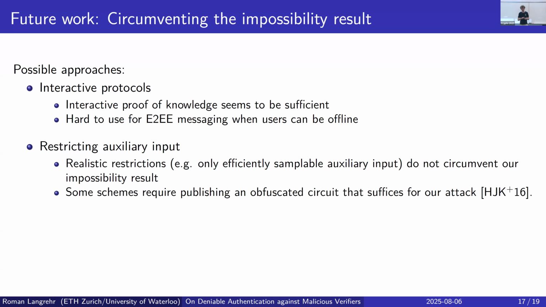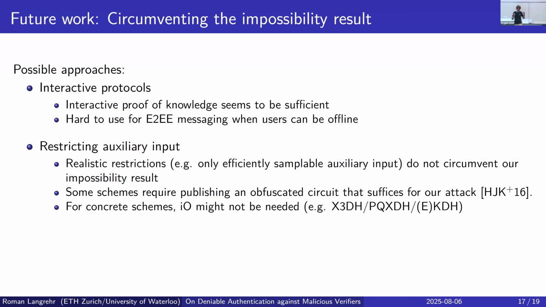And in fact, prior work has proposed schemes that would require publishing obfuscated circuits as public parameters, which is sufficient for our attack. So if you would try to restrict the auxiliary input, you would in particular assume that such a scheme never gets deployed. Well, probably they will never get deployed because they are quite theoretical constructions that use I/O. However, please keep in mind that we need I/O here mostly because our attack is very powerful, because it can break every possible construction for a DVS. But if you look at concrete schemes, it might be simpler to attack even without I/O. That's, for example, what happens with X3DH, PQXDH, and the knowledge of Diffie-Hellman assumption, as we show in our work.